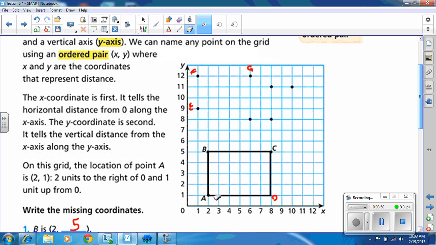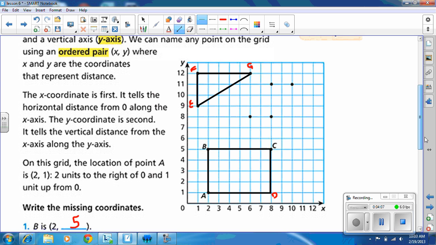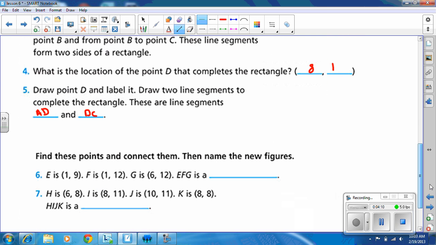Okay. Now, we're going to connect those points as well. So I'm going to get my straight edge again, and I'm going to connect E to F, F to G, and then E to G. Okay, got it connected. So EFG is a triangle, right? So I'm going to write the word triangle here.